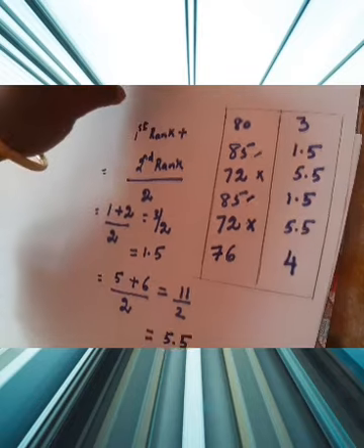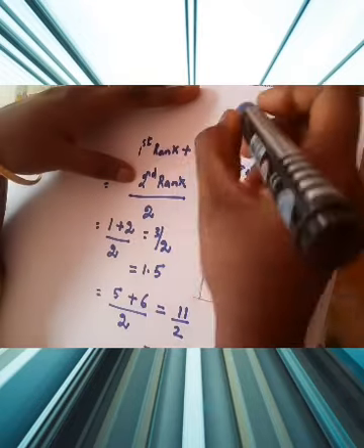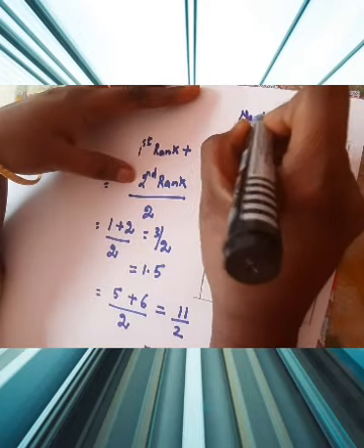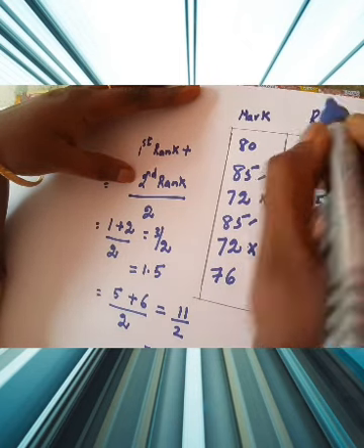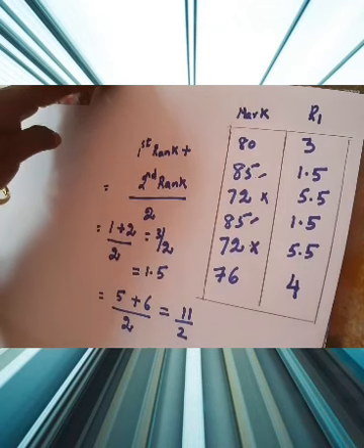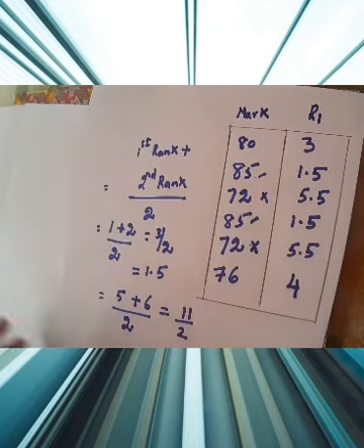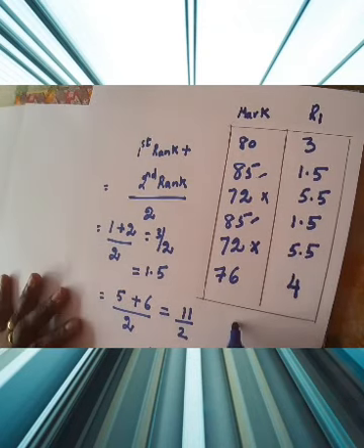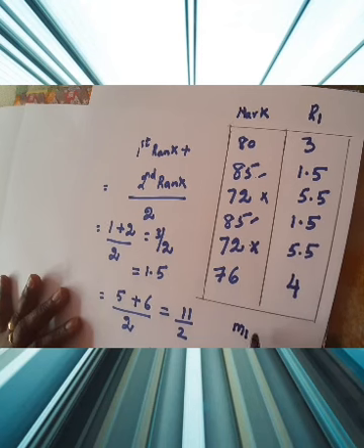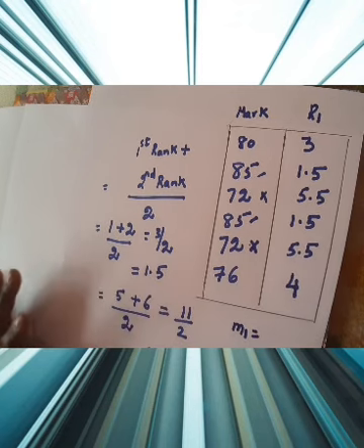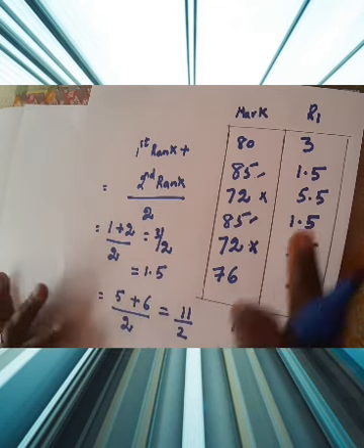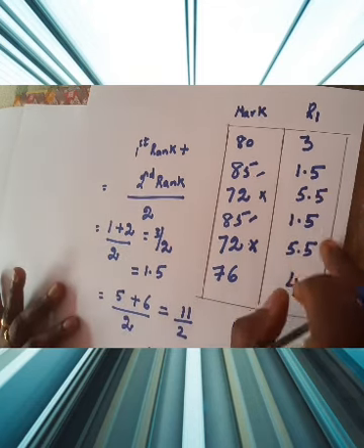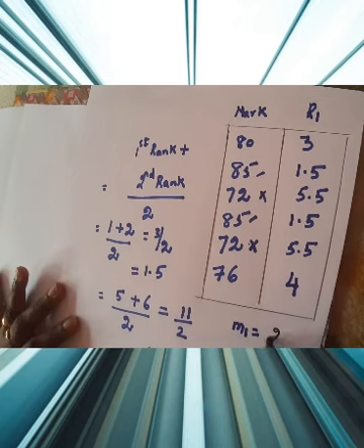As I told you, this is the mark in mathematics and we are given the rank. How are we going to find m1? M1 is nothing but the number of times a value is repeated in a particular series. So 1.5 is repeated 2 times. So m1 is 2, correct?